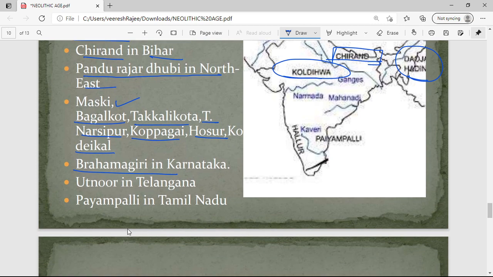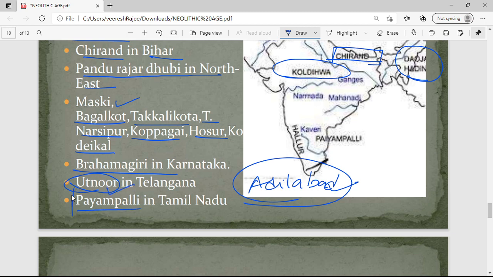Then in Telangana we have an important site called Utnur. Utnur is present in the present-day Adilabad district of Telangana. And then we have Paiyampalli, which is also an important Neolithic site in Tamil Nadu. There are many other Neolithic sites also, but please at least try to remember these important sites.